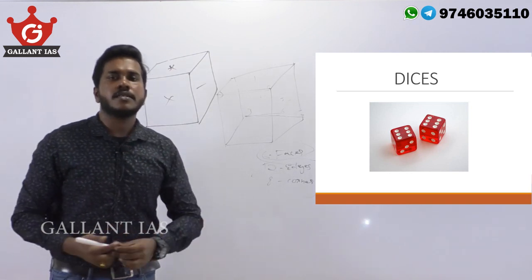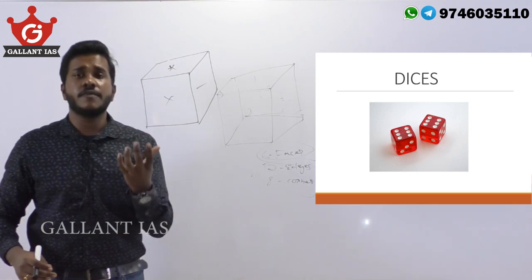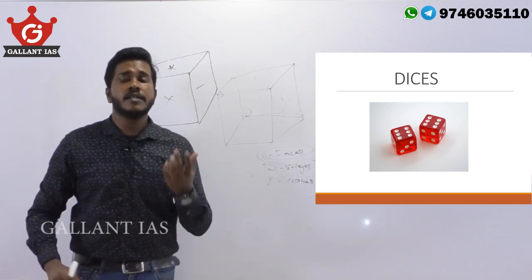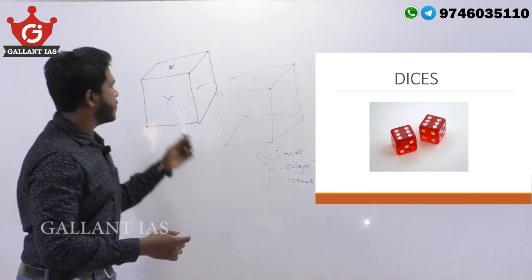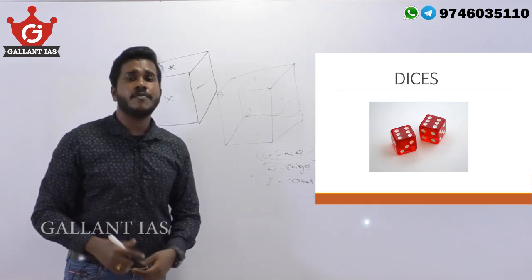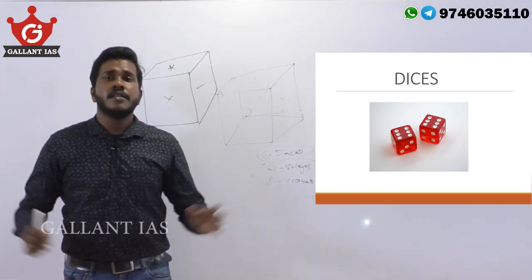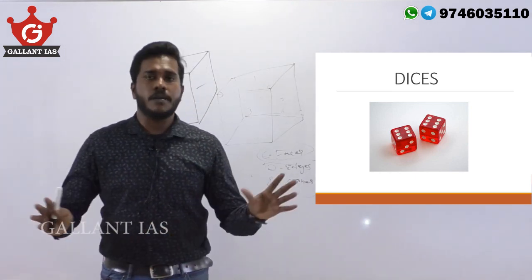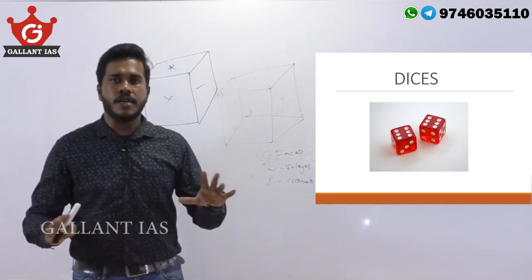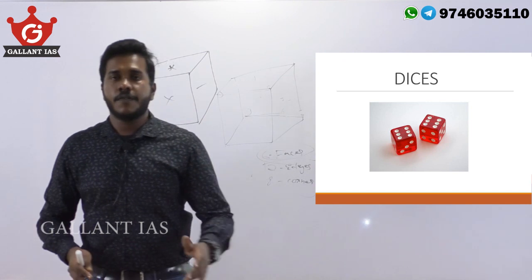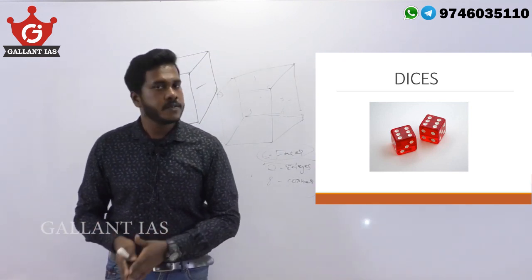So a dice is actually a cube consisting of certain values on its faces, either in the form of numbers, or in the form of symbols, or in the form of dot representation. That's what a dice is. Now that's all about the introduction of dices. Now let's move on to the further studies of dices. From now onwards, it's very important from our examination point of view.